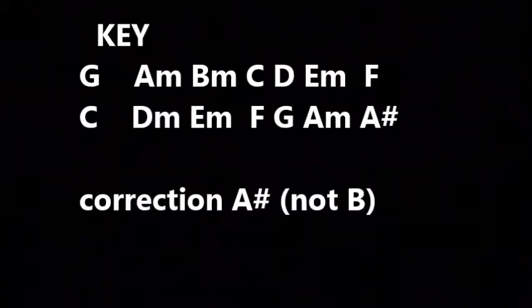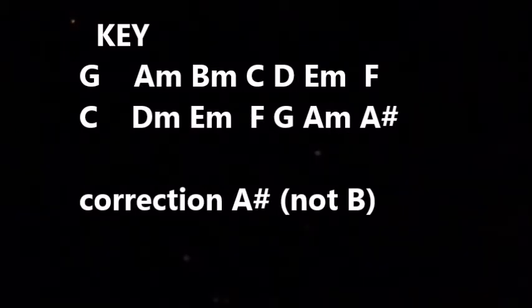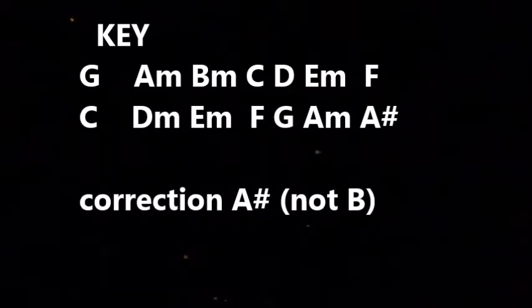And so we're going to show you how we played our songs in the key of G and how we're going to take those songs and transpose, is a word, transpose them into the key of C. In the key of G, we gave you these chords: G, A minor, B minor, C, D, E minor, and F. That's what we were working with.